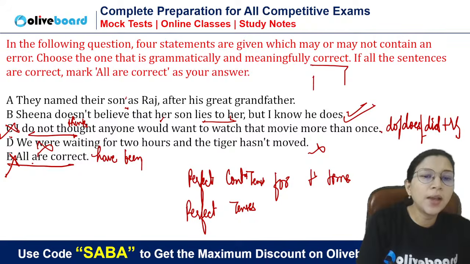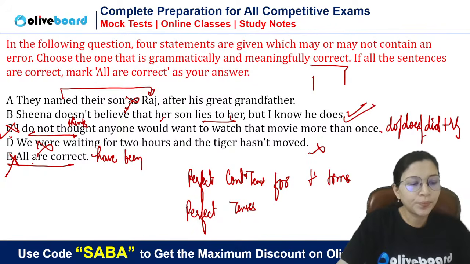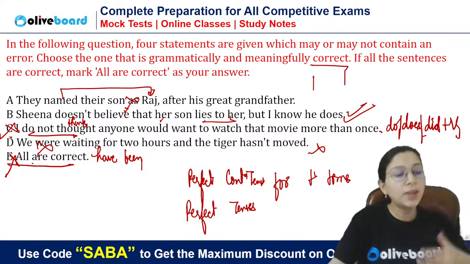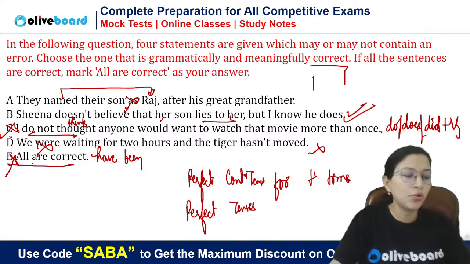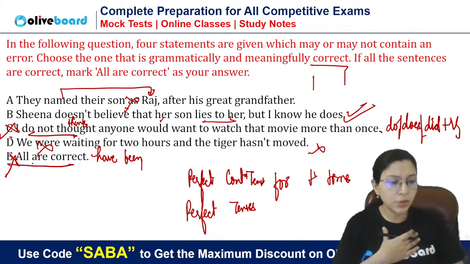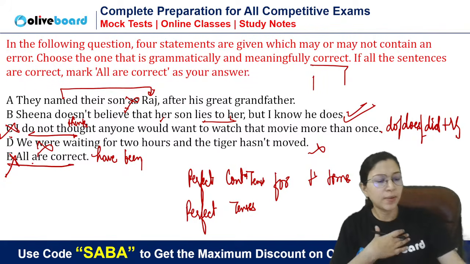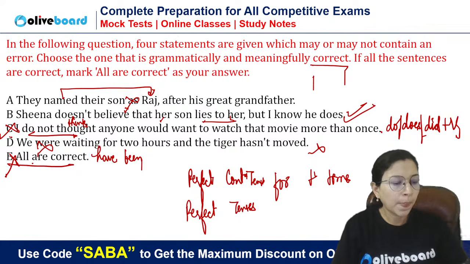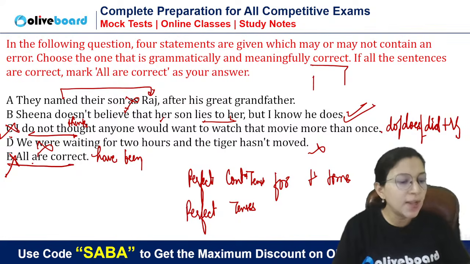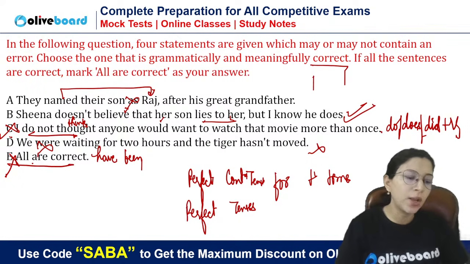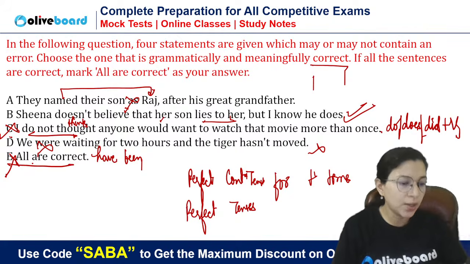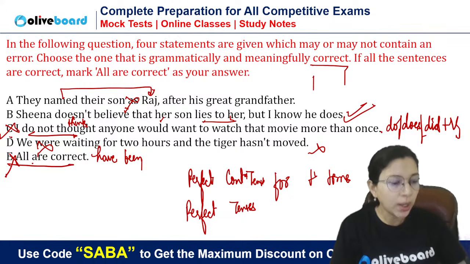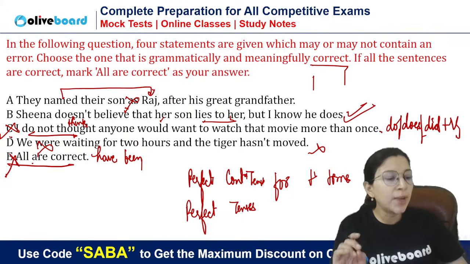They named their son as Raj or they named their son Raj. Was the name kept like Raj or simply Raj? I am named as Saba. Do you say my name is as Saba? Or do you say my name is Saba? Called as, named as, these are wrong. Known as, you can say he is known as Raj. I'm known as Saba. So called as, named as is wrong.